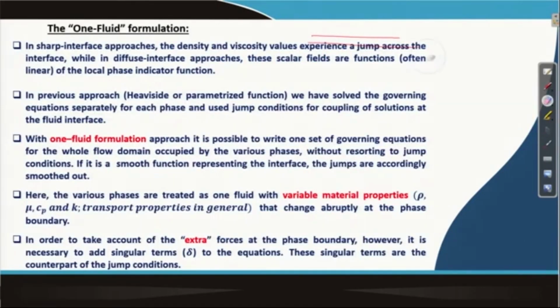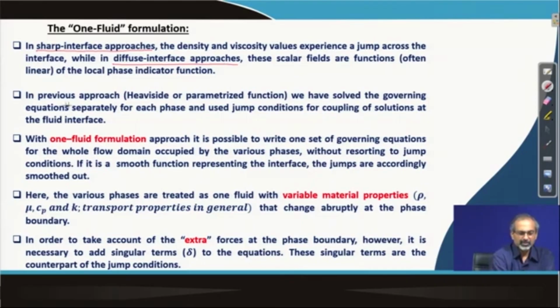Now, we come up with a very popular kind of formulation, which is called the one fluid formulation. So, we will quickly go through the points. We have discussed capturing the interface using sharp interface approaches, where the density and viscosity values experience a jump across the interface, while there could be diffuse interface approaches, where the local phase property changes can occur in a more diffused manner across the interface. So, these are the two possible ways.